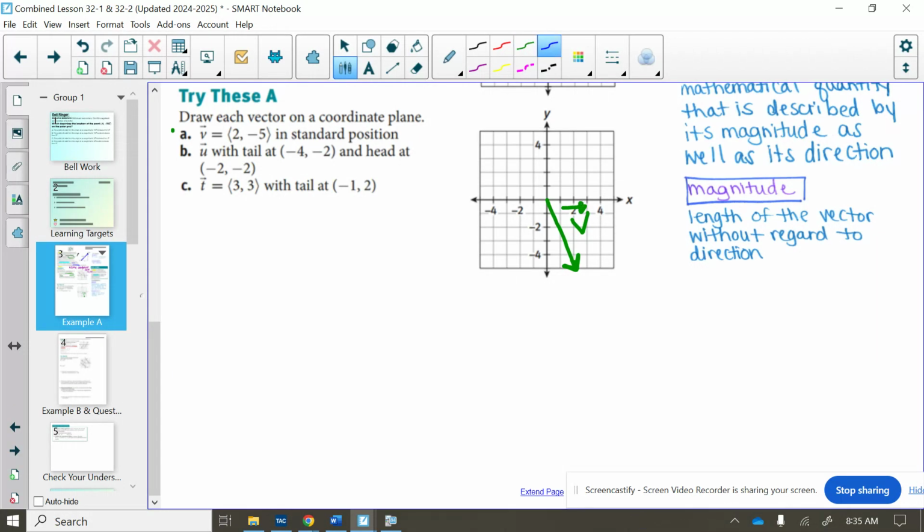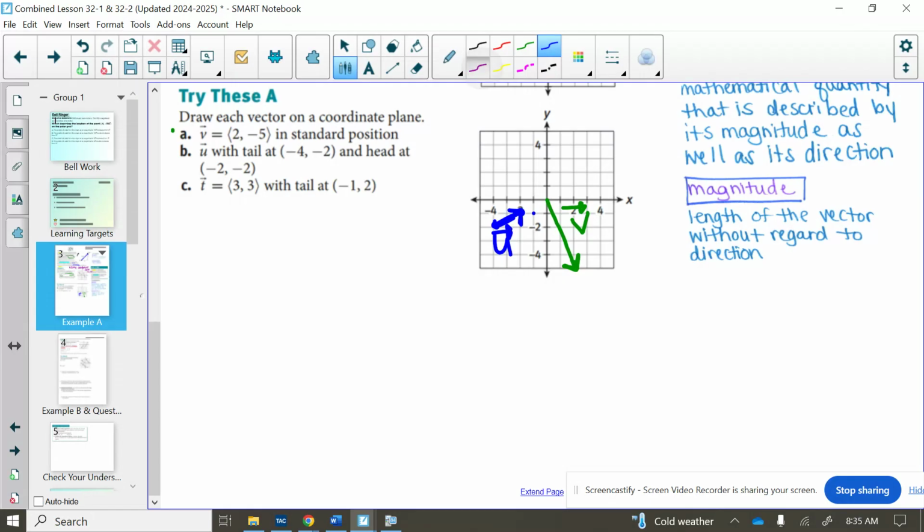Our second one, vector U, has a tail at (-4, -2). So here's our tail, and then the head is at (-2, -2). So again, we're going to draw an arrow to indicate we started at the tail and we moved to the head. So this is going to end up being vector U.